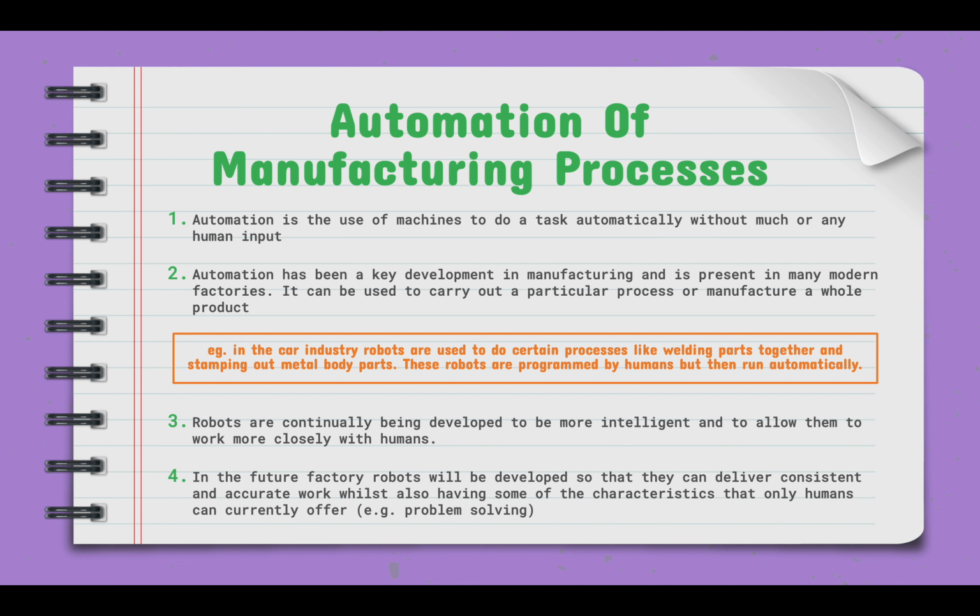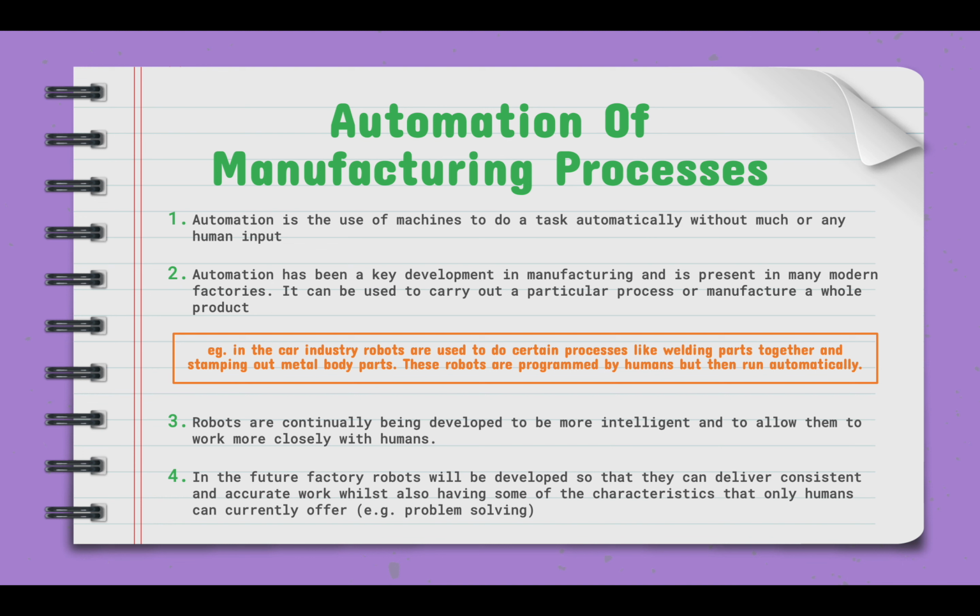For example, in the car industry, robots are used to do certain processes like welding parts together and stamping out metal body parts. These robots are programmed by humans but are then run automatically, and humans are only needed to monitor the robots and repair them if they have broken down.